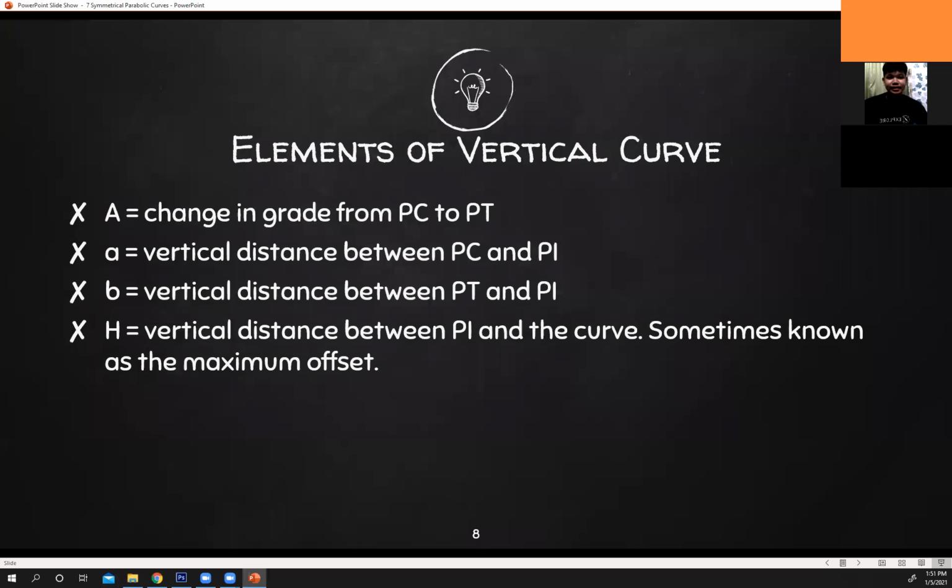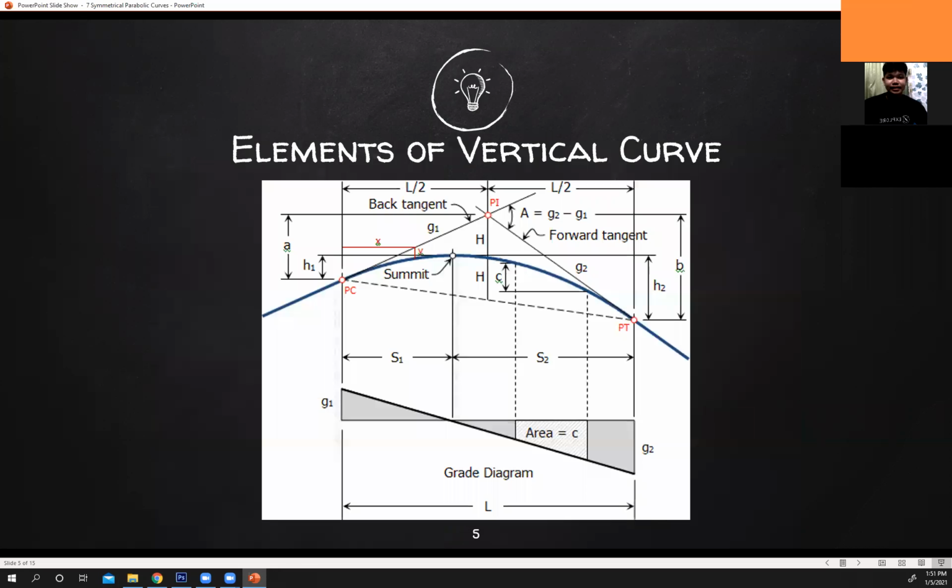Why? So G1 is slope, right? Slope is rise over run. Therefore, G1 is equal to rise over run. What's the rise? The vertical distance from PC to PI. So that's just A. So again, G1 equals A over run. What's run? L over 2, right? The horizontal distance from PC to PI. So G1 equals A over L over 2. Therefore, A is just equal to 1/2 G1L.